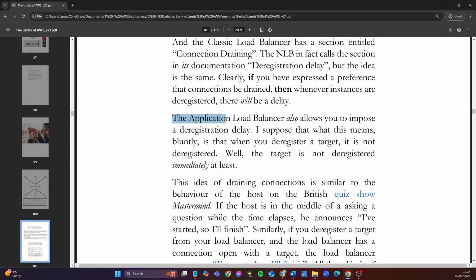The application load balancer also allows you to impose a deregistration delay. I suppose that what this means, bluntly, is that when you deregister a target, it is not deregistered. To put it bluntly, that's what we mean. Well, the target is not deregistered immediately, at least.